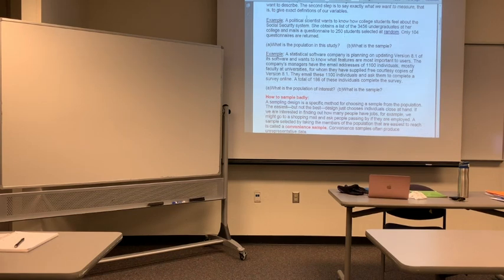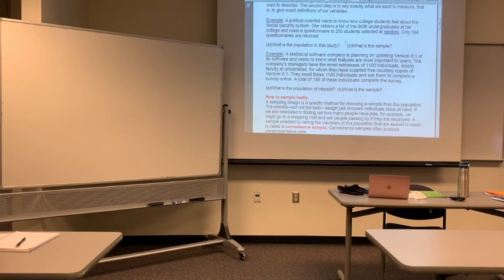a political scientist wants to know how college students feel about the social security system. She obtained a list of 3,456 undergraduates at her college and mails a questionnaire to 250 students selected at random. So when we talk about random, it means we are talking about a good sample. So now the aim of this question is to know more about the concept of sample and the concept of population. So we want to see what is the population here, what is the sample here.